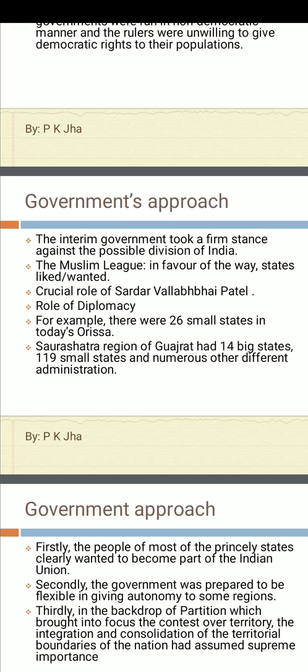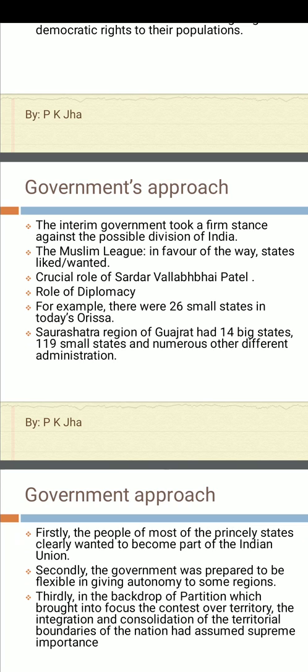It may look very easy now, but it was a very complicated task. One very simple example of how complicated this task was: there were 26 small states in today's Orissa. Orissa is one state nowadays, and there were 26 small states in today's Orissa alone. Just imagine, children, how complicated the task was. Now come to Gujarat. One region of Gujarat is the Saurashtra region. In the Saurashtra region of Gujarat, there were 14 big states. Yes, children, 14 big states were there.